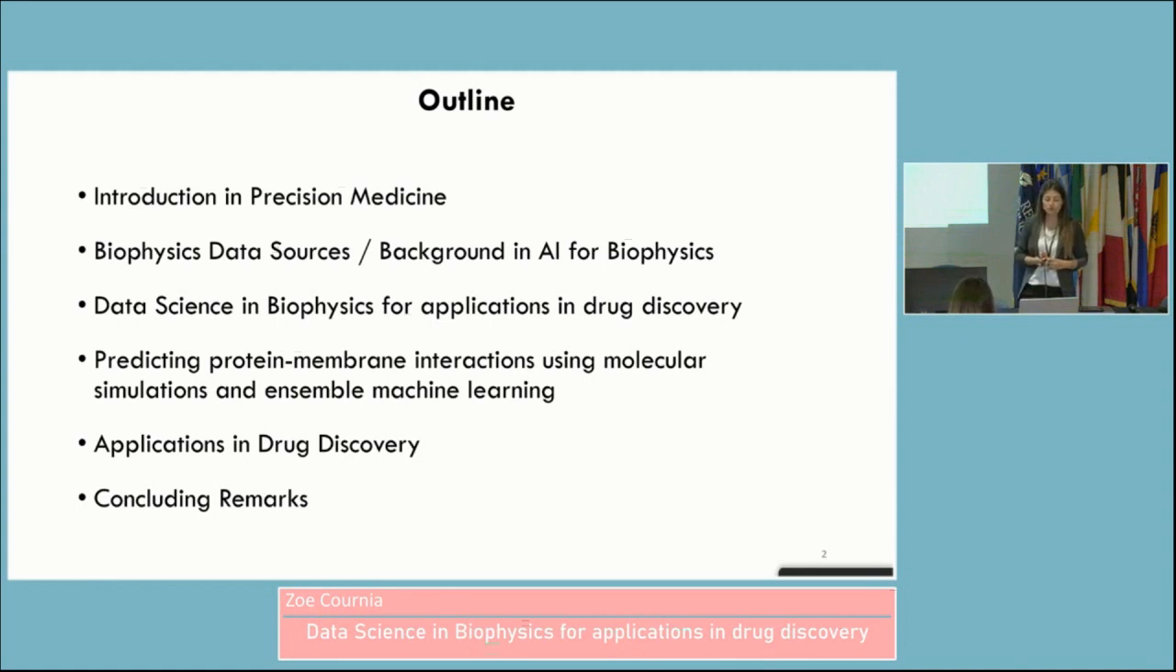And then I will move on to biophysics data sources, how we can utilize this data for artificial intelligence, and in turn, how we can use data science, artificial intelligence in biophysics for drug discovery, which is the important thing for humans. And then I will mention an application from our lab, a specific application on how we use artificial intelligence to predict protein membrane interactions, and I will explain why that's important. And I will close with the applications in drug discovery and some concluding remarks.